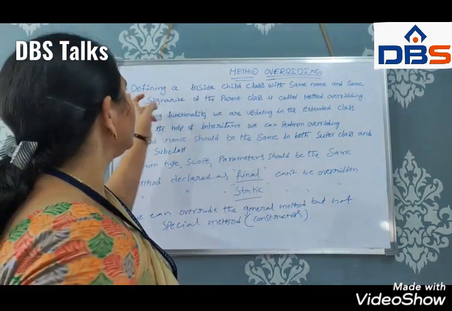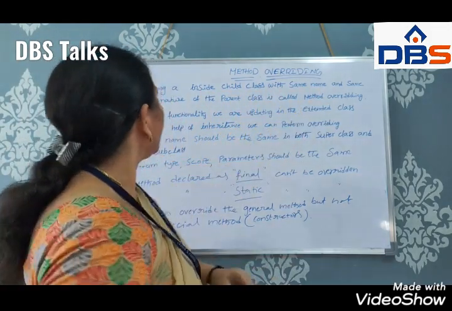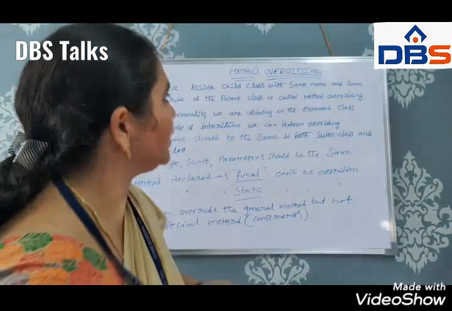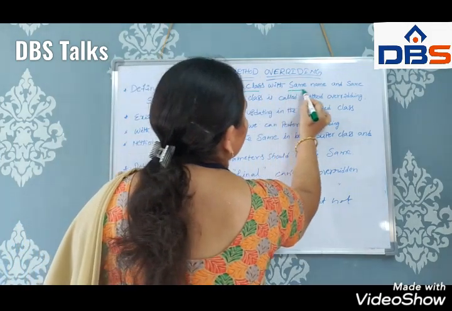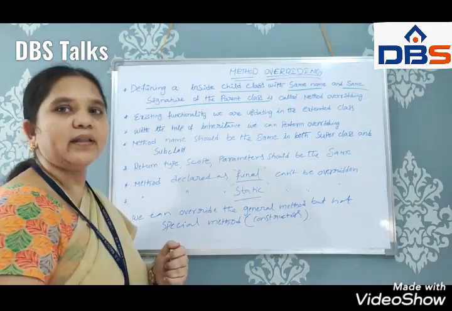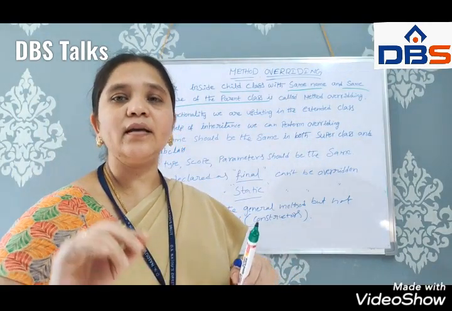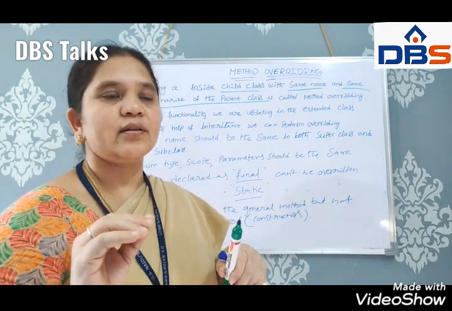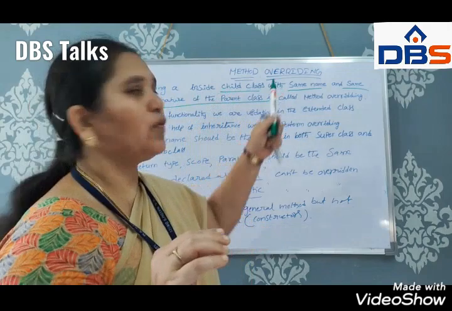So what is overriding? Defining a method inside the child class with the same name and same signature as the parent class is called method overriding. The same name means the same method name, and the same signature means the same parameters. So that is called overriding of the parent class method. That is called method overriding.